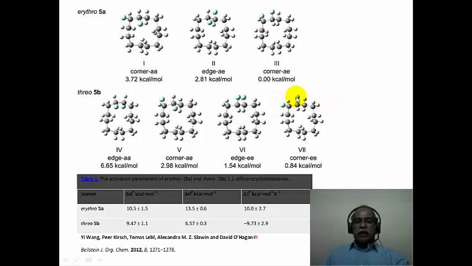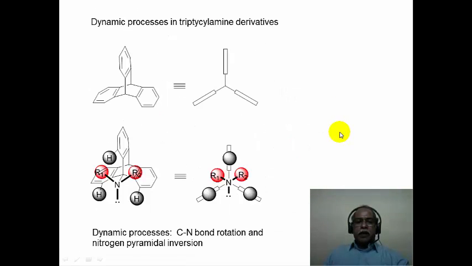The two fluorines have distinctly different chemical environments at low temperature. This is the lowest energy conformation. Compared to the other conformers, this would be highly populated at low temperature. So the two fluorines are different in chemical environment, so there are two signals at low temperature. At high temperature or at room temperature, there is a rapid interconversion of these various conformers. So the two fluorines become indistinguishable. As a result, there is only one signal present in the high temperature NMR spectrum.